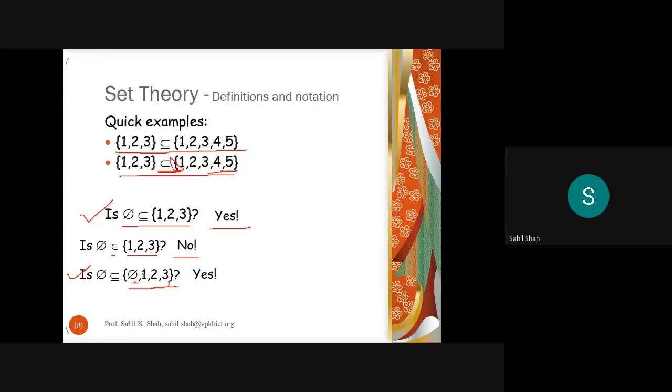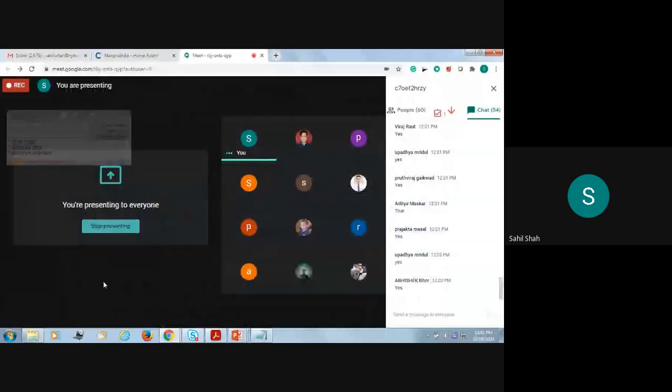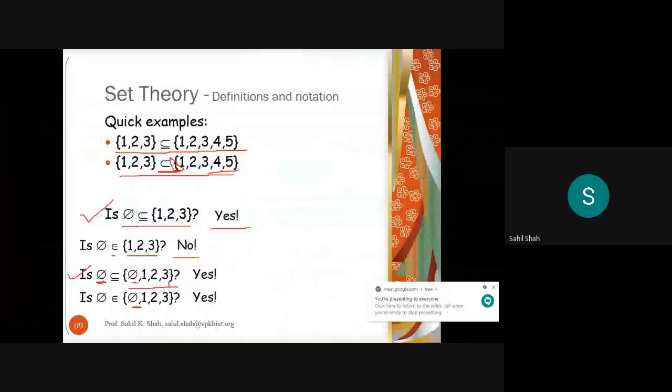I am not checking this phi. Phi is acting as an element in this set. So if the question is whether phi belongs to {phi, 1, 2, 3}, again your answer would be yes, because now this phi is acting as an element, and in this case phi is acting as an empty set. I hope this is clear. Is it clear?